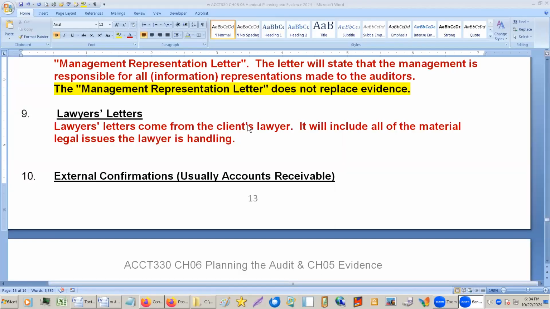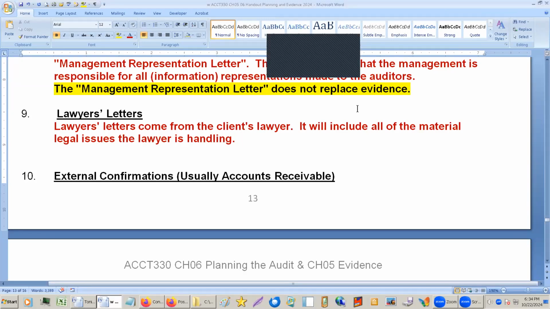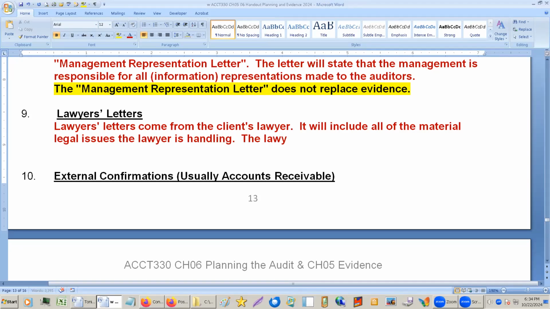You ask the client, what are the lawsuits out there? And the client should tell you. And the lawyer letter, let me get back to the lawyer letter. The lawyer letter will confirm, I should say corroborate.